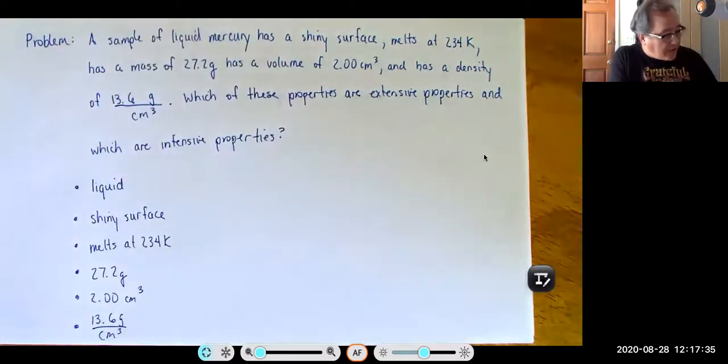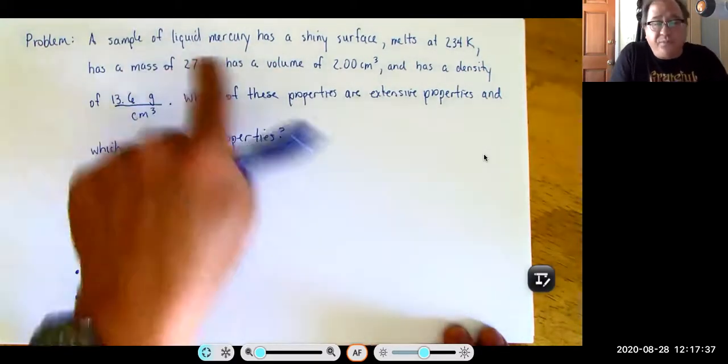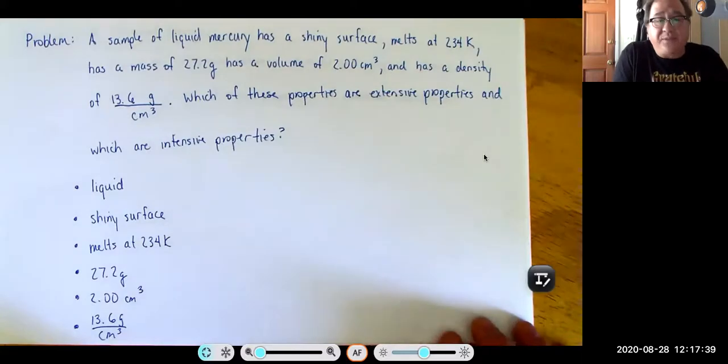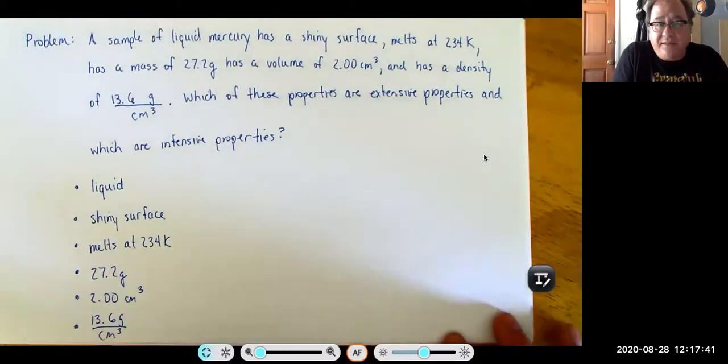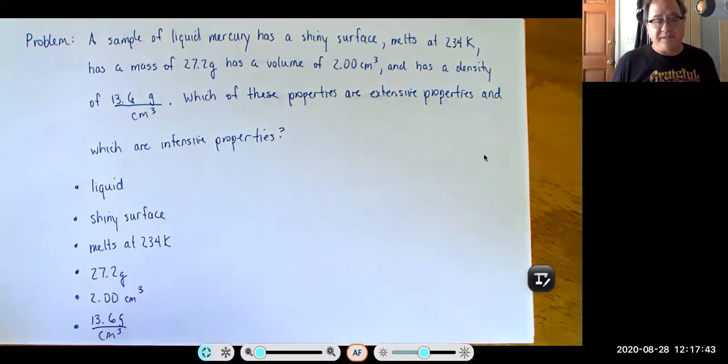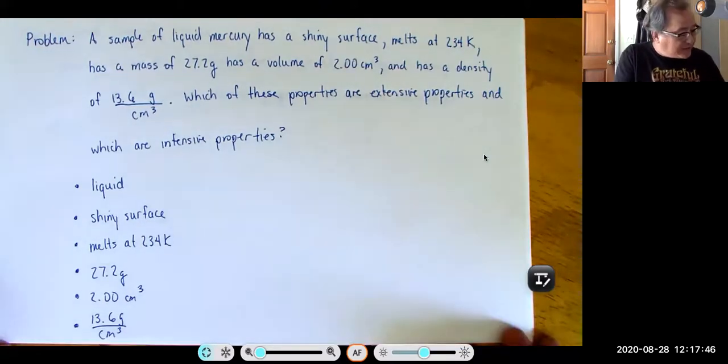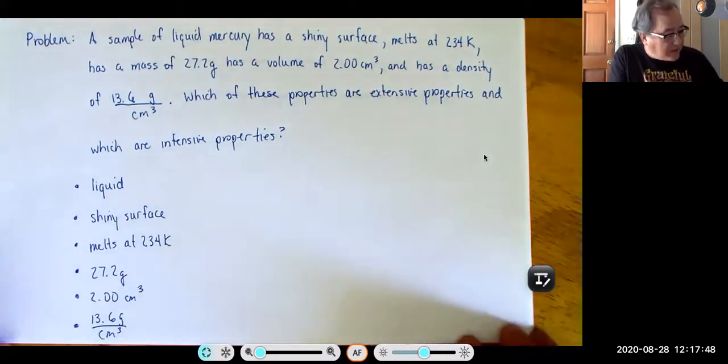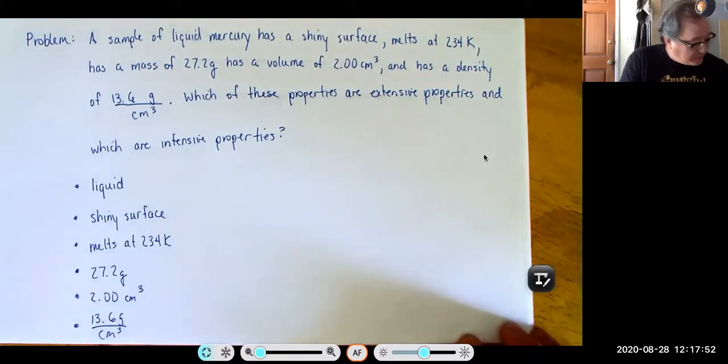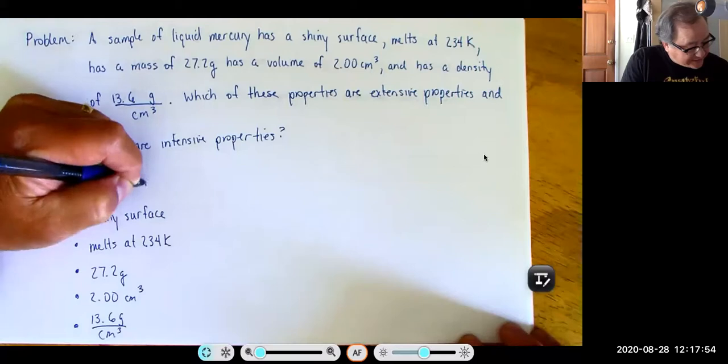Okay, so I started off with liquid, which the book doesn't, because I thought, well, that is a property of this thing. It's the state of the material. So does mercury being a liquid depend on how much you have? And the answer is no. So this is intensive.